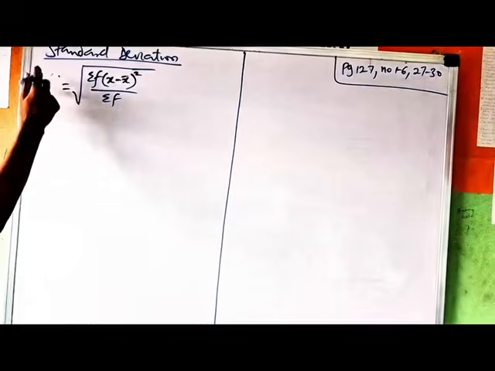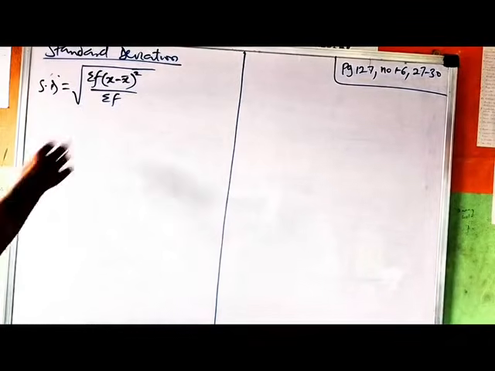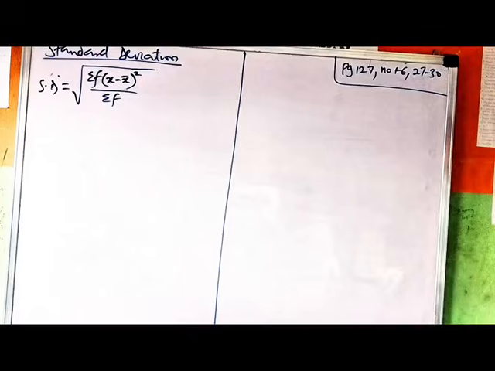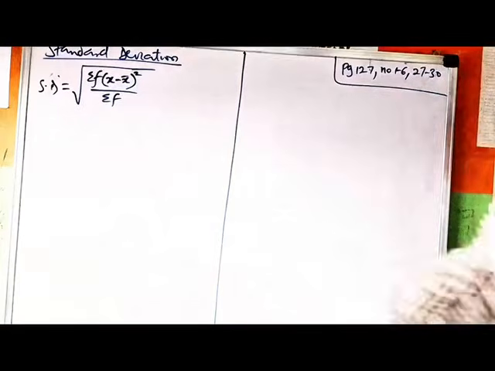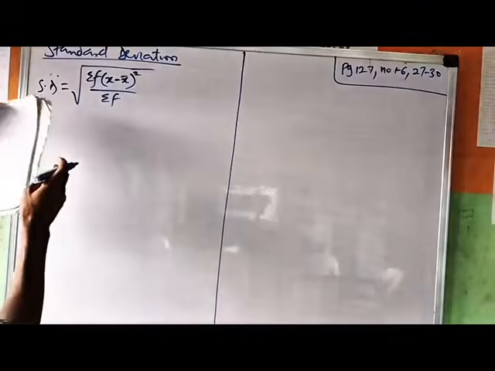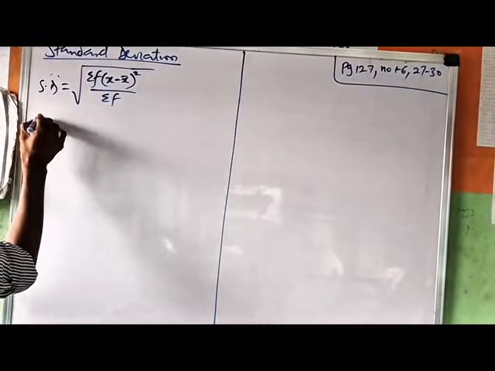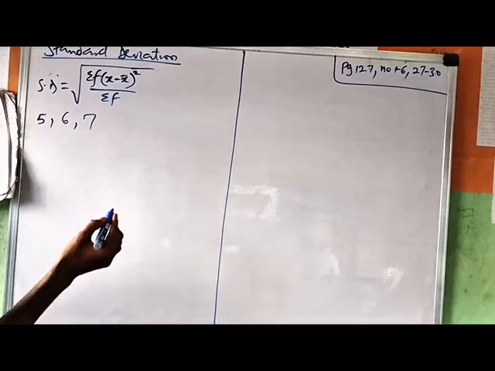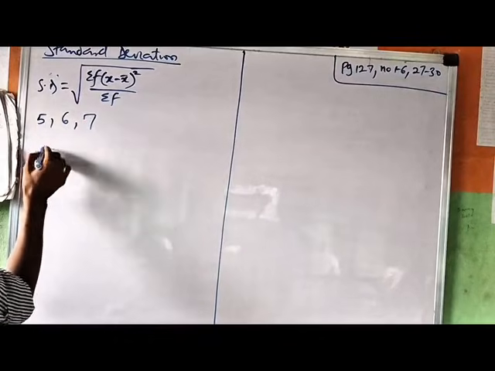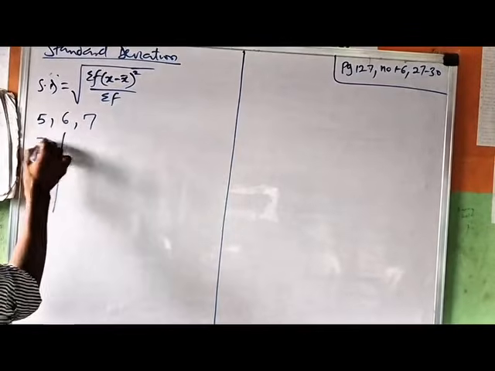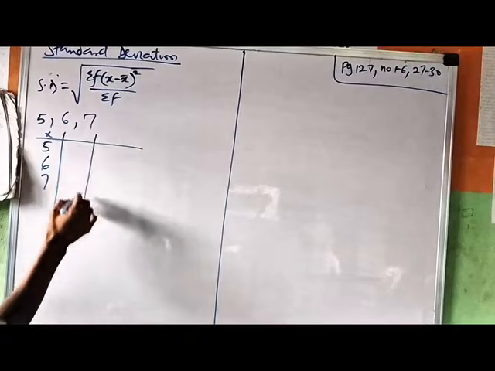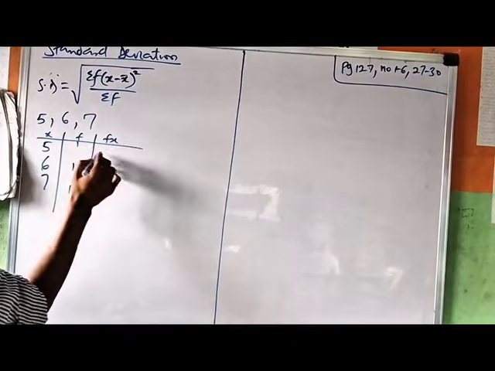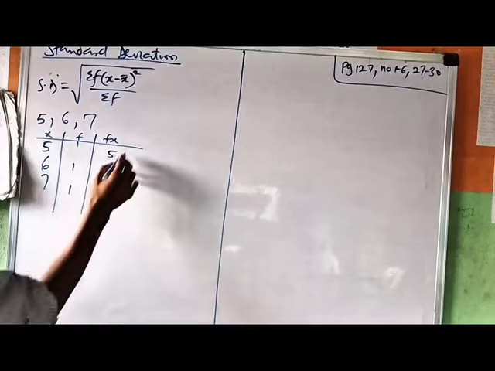So my standard deviation S is given as this. The variance is the formula inside here. By the time I put a square root on it, that is the standard deviation. The question: the scores of 3 students in the test are 5, 6, 7. Find the standard deviation of the scores. This is my x. The frequency is 1, 1, 1. So my fx is what? 5 times 1, 5, 6 times 1, 6, 7 times 1, 7.